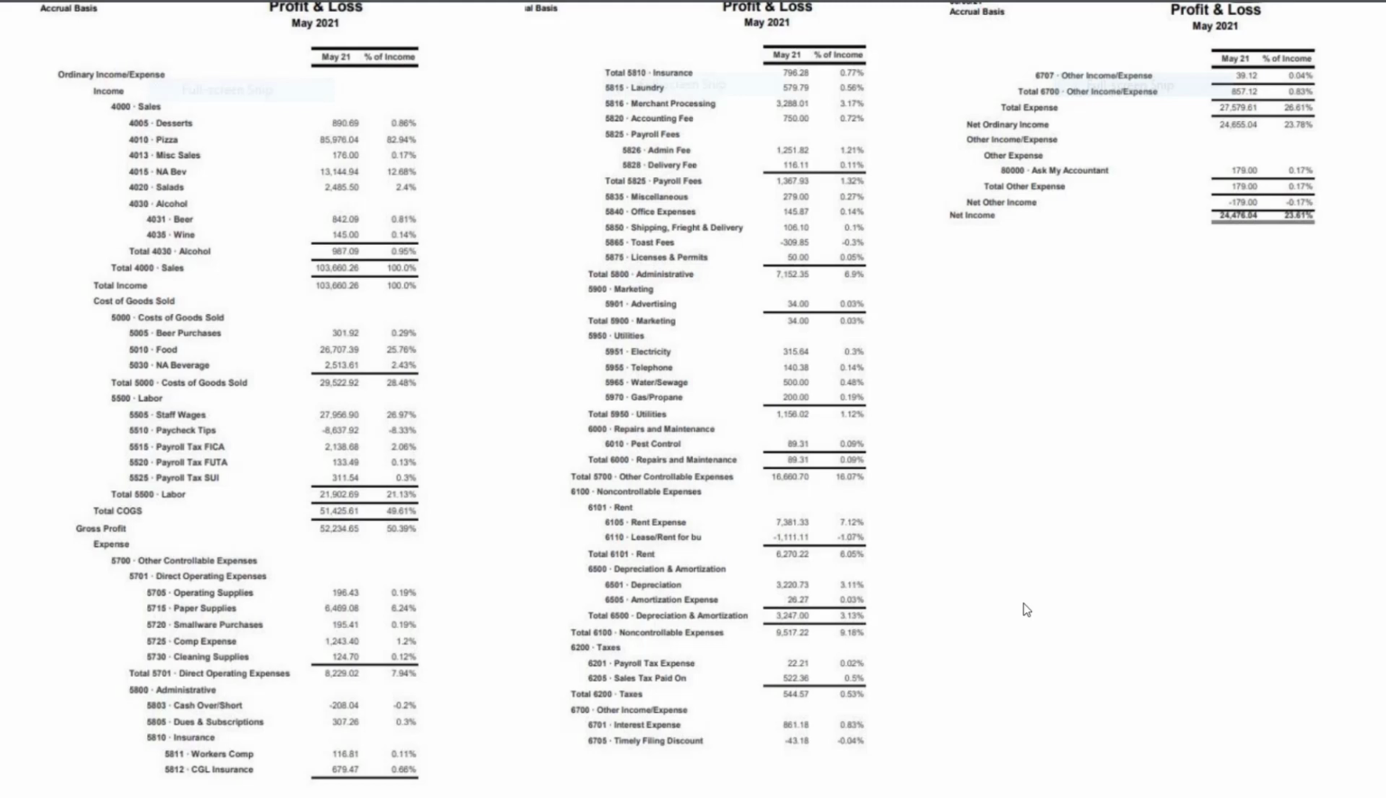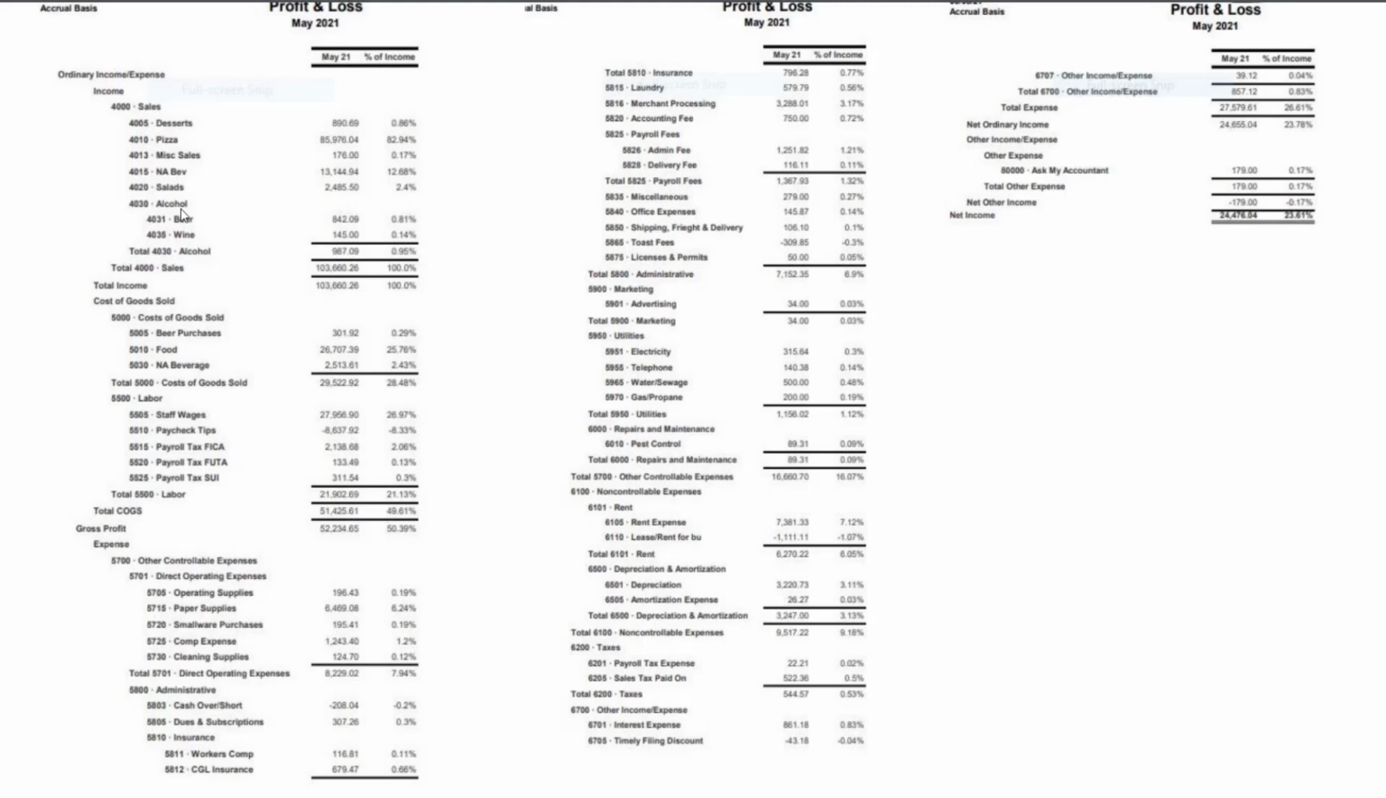So here's a real income statement for a small business owner who owns a fast casual pizza restaurant. This is a profit and loss statement, or an income statement, for the month of May. We've got page 1 right here, page 2 right here, and page 3 right here.